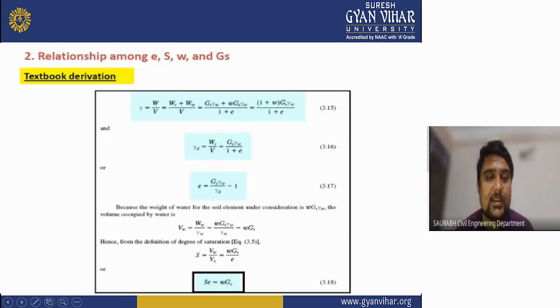Now we will see the relationship among e, S, w, and Gs, and it is given in the textbook as you can see here. By these you can easily derive the relationship between specific gravity, void ratio, and water content.